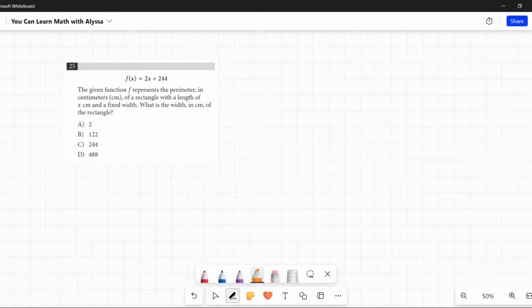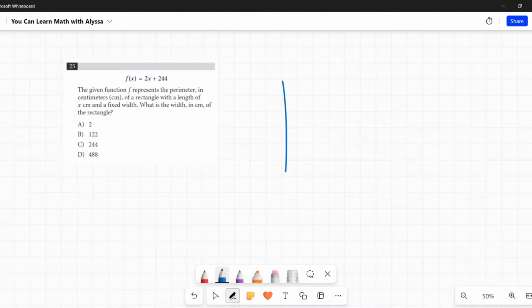25. f(x) equals 2x plus 244. The given function f represents the perimeter in centimeters of a rectangle with a length of x centimeters and a fixed width. So a number, no variable involved. What is the width in centimeters of the rectangle?